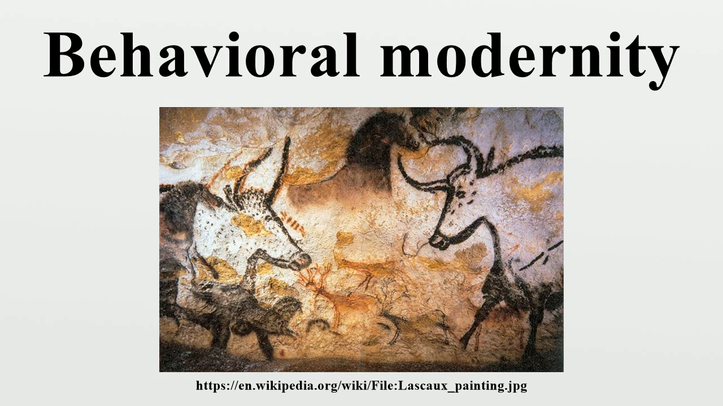Though fragmentary, the archaeological record of Eastern Asia shows evidence of behavioral modernity before 50,000 years ago, but, like the African record, it is not fully apparent until that time.